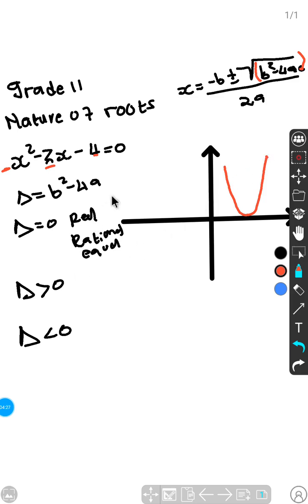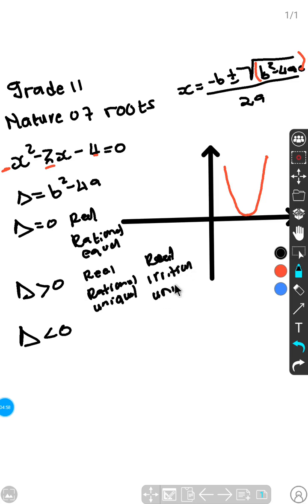And if you find that the discriminant is greater than 0, the roots will be real, rational, and unequal. Or the roots can be real, irrational, and unequal, guys.